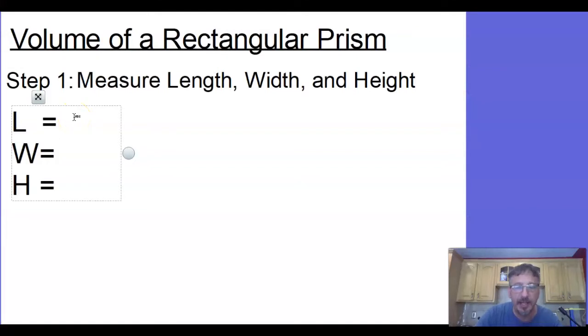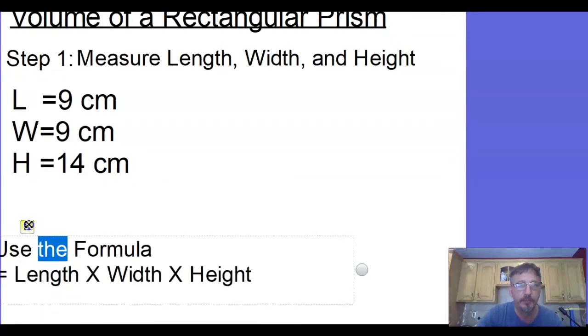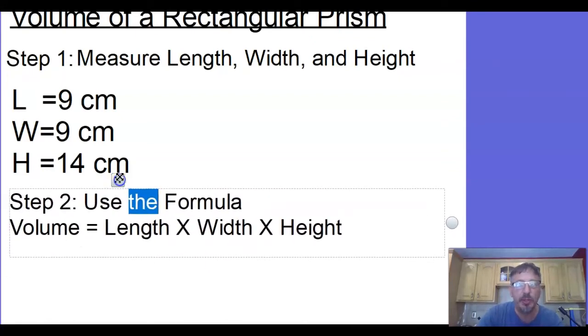Okay, so let's enter the length, width, and height. We said the length was 9 centimeters. We said the width was also 9 centimeters. And we said the height was 14 centimeters. All right, so now we're going to go on to step 2. Step 2, we're going to use a formula: volume equals length times width times height. So that means we're going to multiply the numbers.